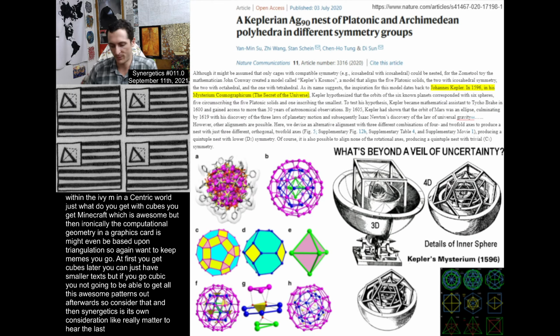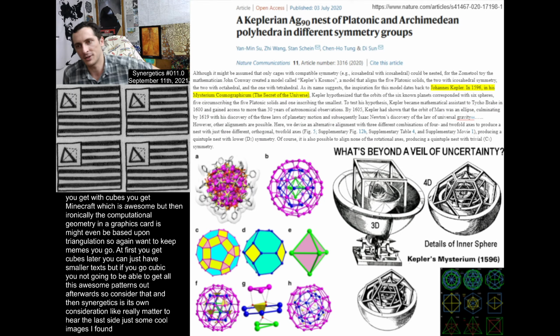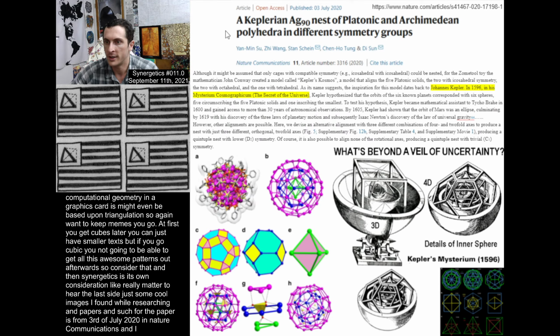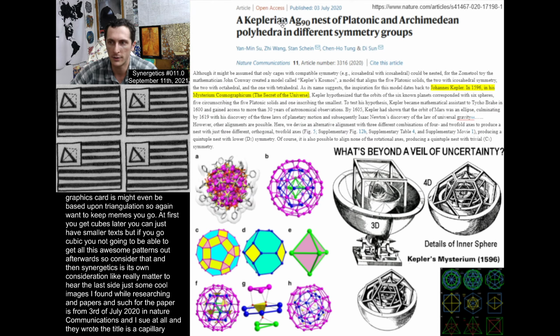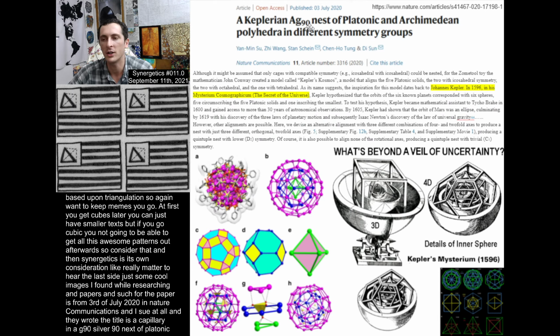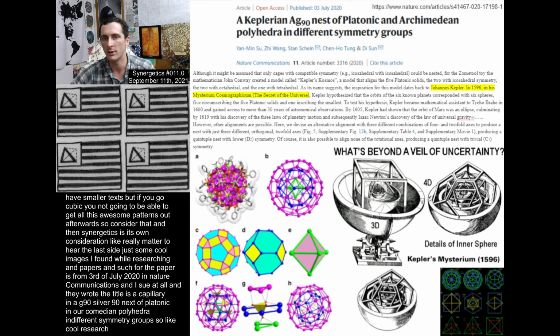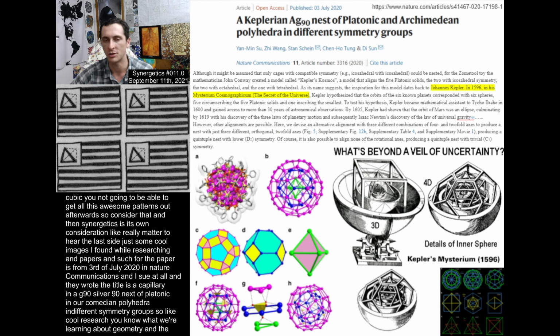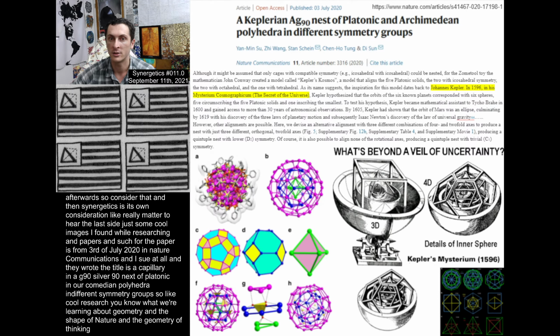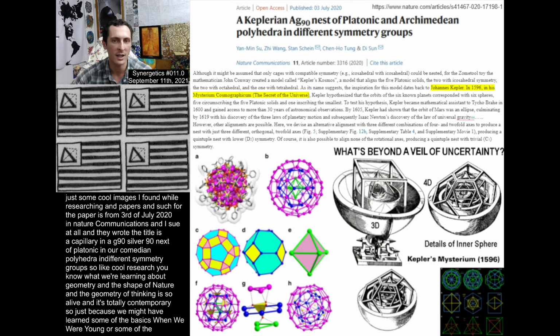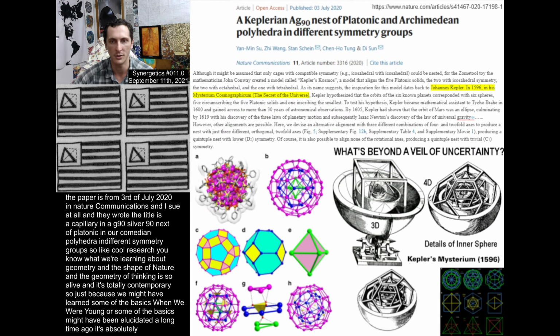So here's the last slide. Just some cool images I found while researching in papers and such. The paper is from 3rd of July, 2020 in Nature Communications, by Su et al. The title is A Keplerian Ag90 Silver 90 Nest of Platonic and Archimedean Polyhedra in Different Symmetry Groups. So like cool research, you know, what we're learning about geometry and the shape of nature and the geometry of thinking is so alive and it's totally contemporary. Just because we might have learned some of the basics when we were young, or some of the basics might have been elucidated a long time ago, it's absolutely an ongoing field of research.